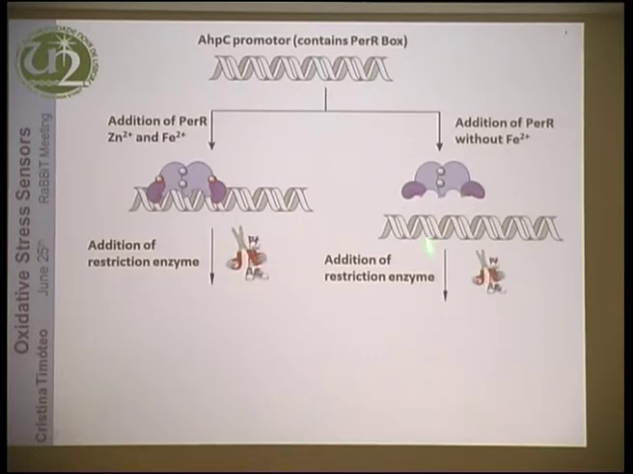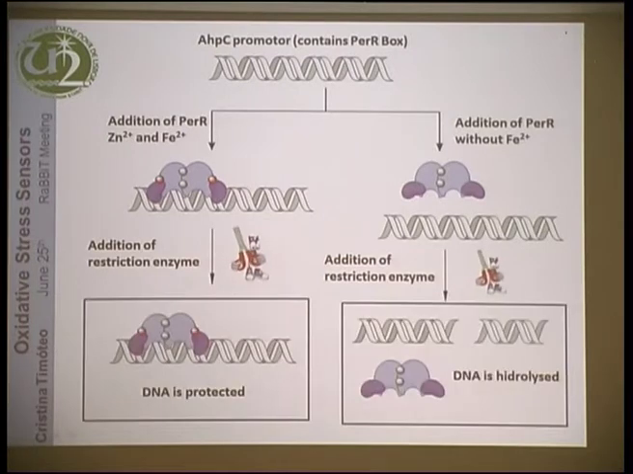If we cut with a restriction enzyme that cuts precisely in this sequence, in the PER box, what we get at the end would be: if the protein is bound to DNA, the DNA is protected, and at the end we have the same fragment. And if the protein is not bound, then at the end we have the DNA hydrolyzed.